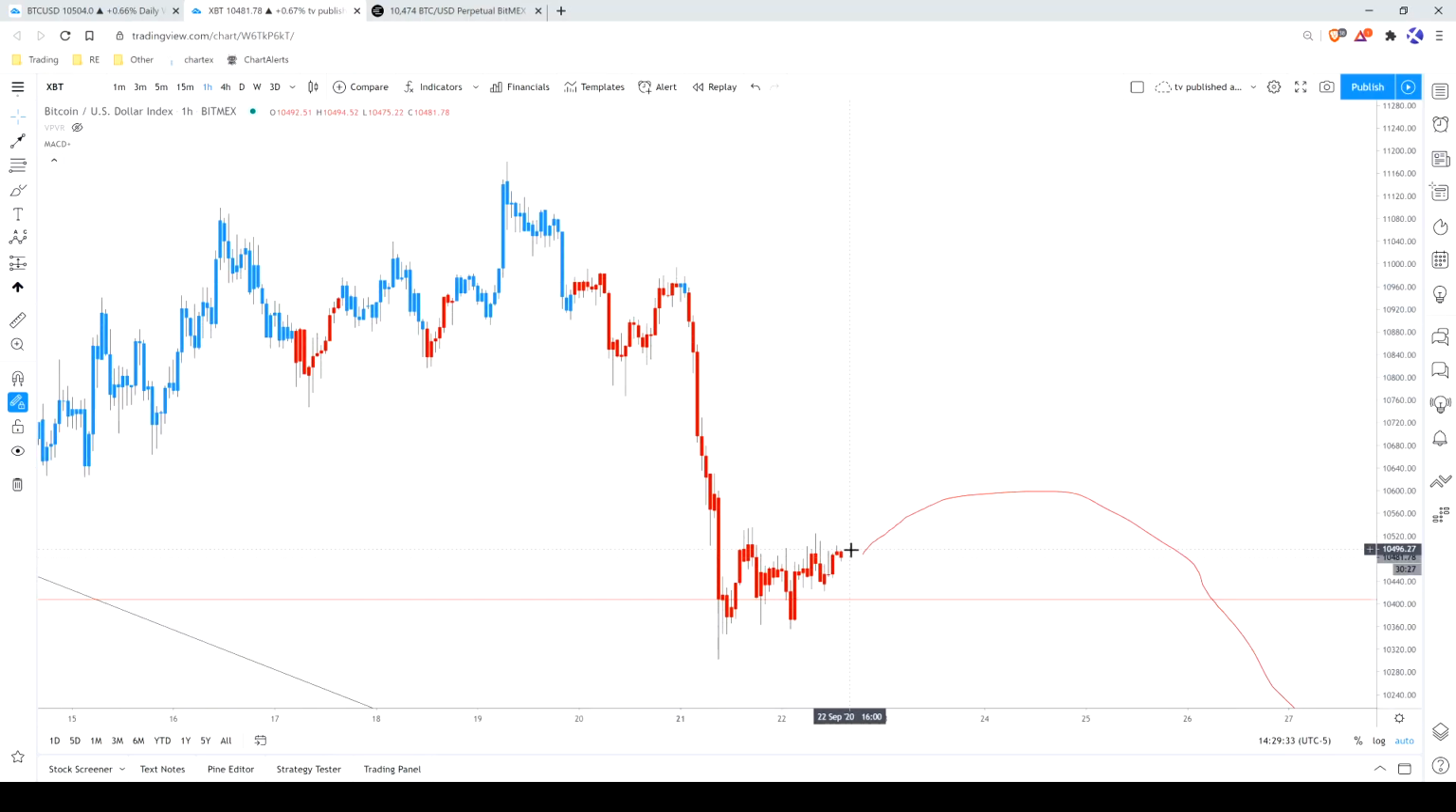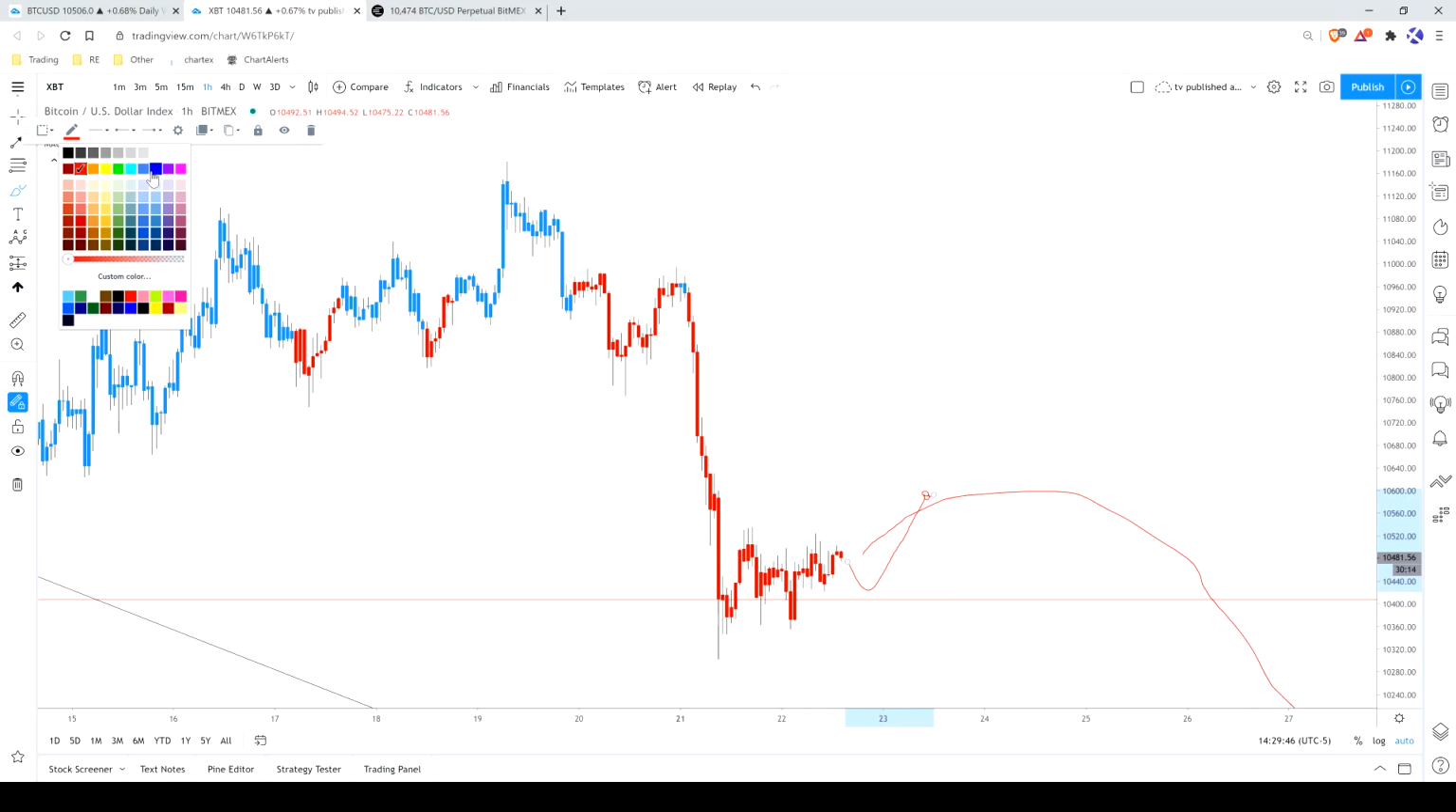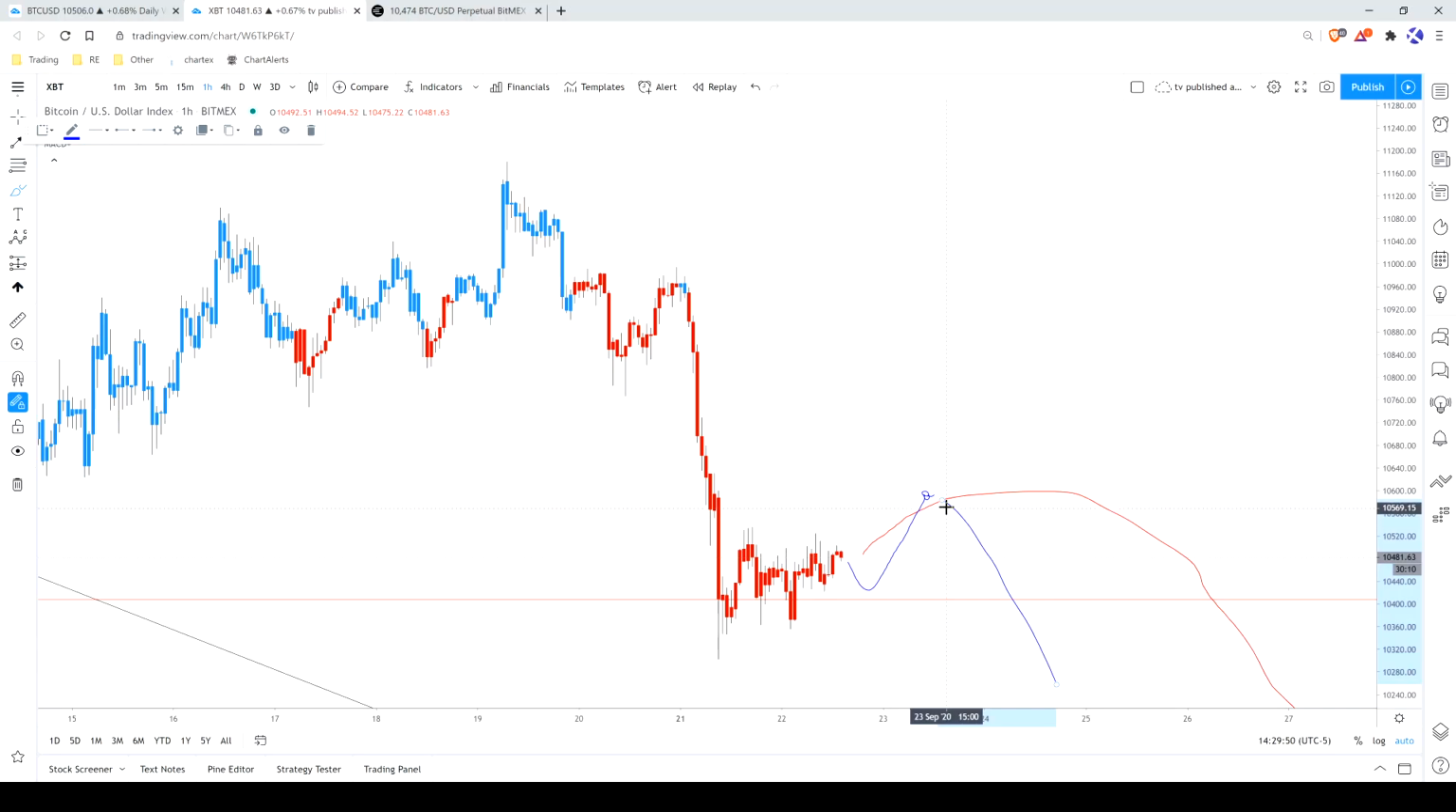If that were to happen again here, where we do go blue at any point in time, say it does this, and we hit blue right here, and then it flips back to red, that red is your time to short. And that would be watching an hourly chart.